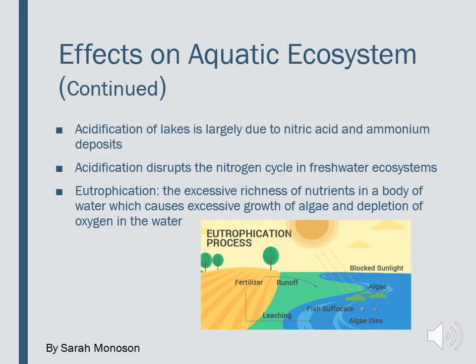Acidification disrupts the nitrogen cycle in freshwater ecosystems. This is largely due to nitric acid and ammonium deposits. Also, eutrophication is caused by an excessive amount of nitrogen in a body of water, which leads to a depletion of oxygen in the water and causes a loss of diversity in plants and animals.